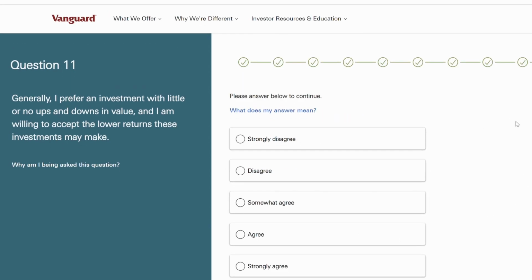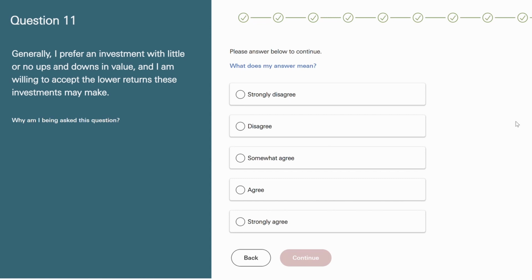All right, number 11, we're almost done here. Generally, I prefer investments with little or no ups and downs, and I'm willing to accept the lower returns these investments may make. We strongly disagree with that, because if you're on the path to financial independence, you're going to have to get some pretty good gains in the long term. And so you're going to have to see some ups and downs. So you strongly disagree with that.